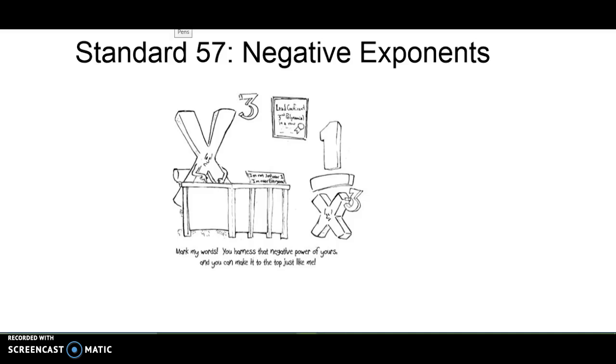Hey guys, so today we are going to be doing standard 57, which is negative exponents. The comic you see here will make a lot more sense after you watch the video, so come back and look at the screen again at the very end. It might be a good way to help keep these ideas in your head as well.